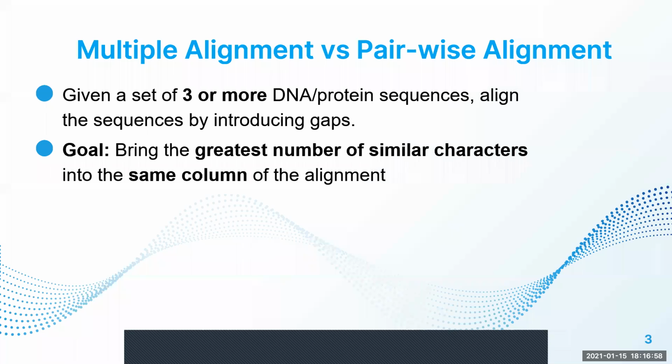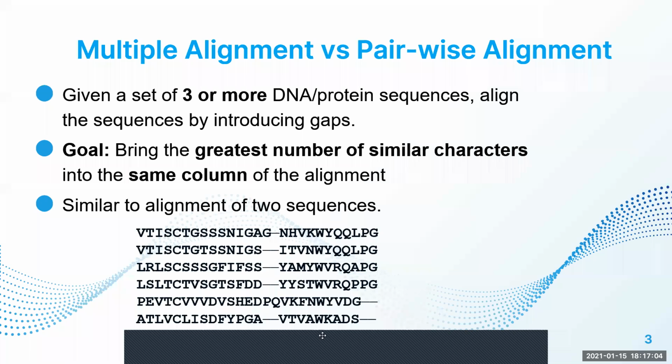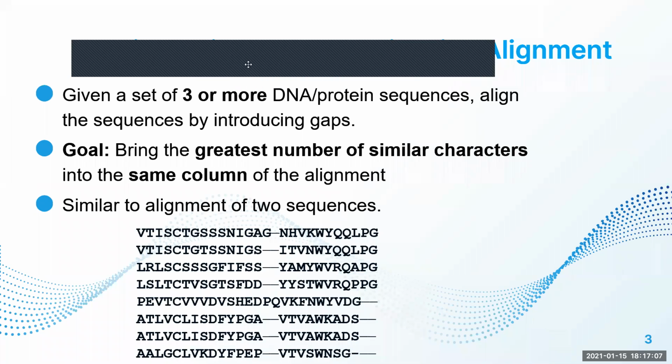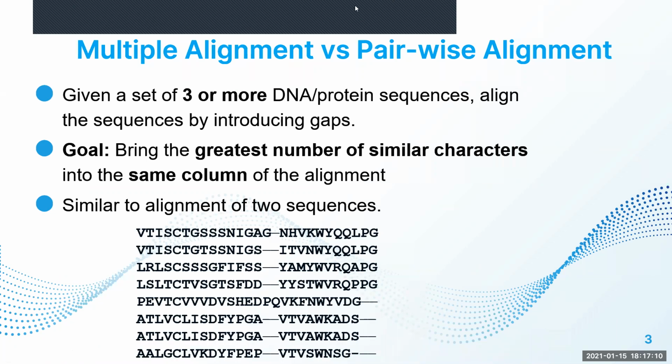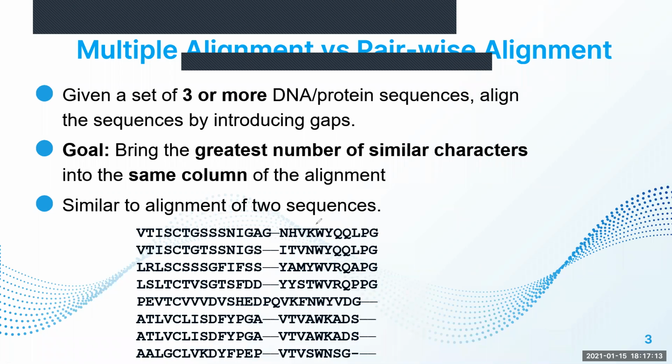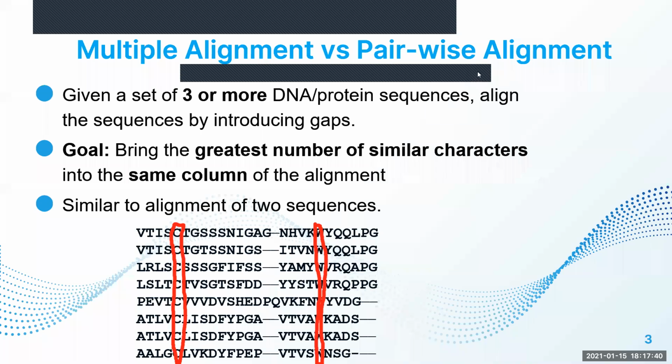This is the same as pairwise alignment, where we have only two sequences. Suppose you have a set of sequences like these. Then you try to get something like this, where we have W all over this place. Likewise, basically you have to get something like this. You have to get most of the similar characters in the greatest number of columns, right?